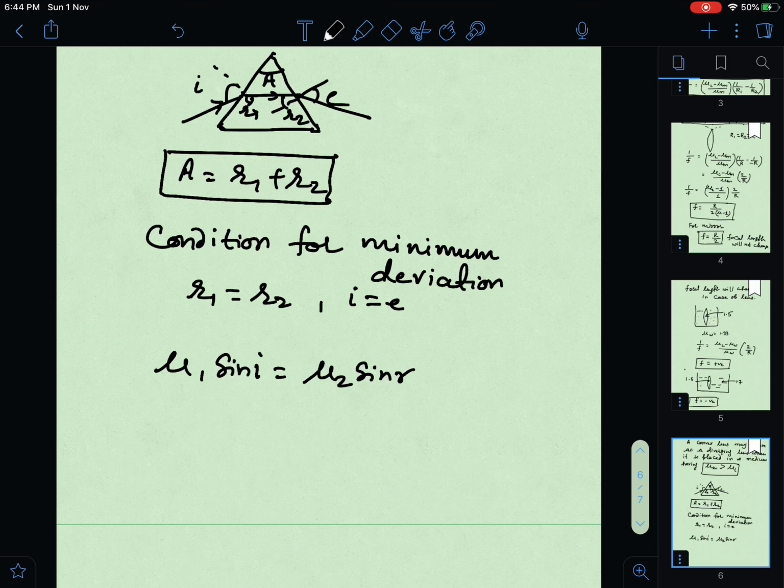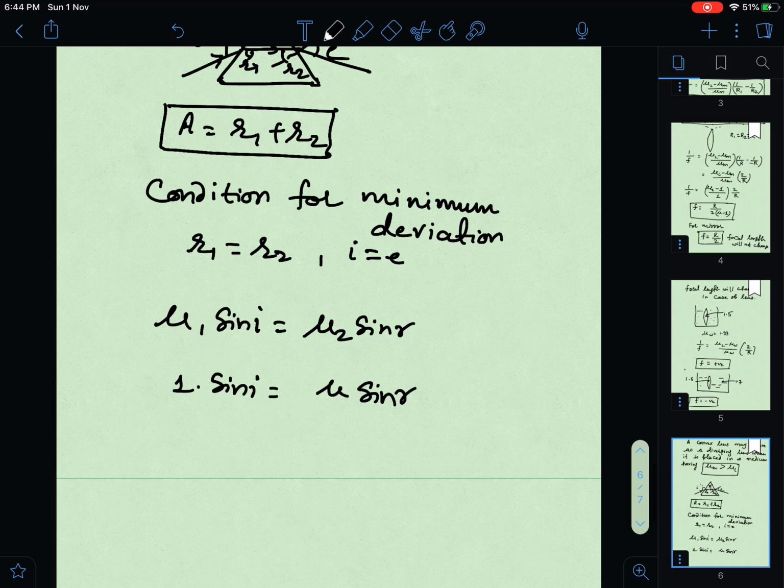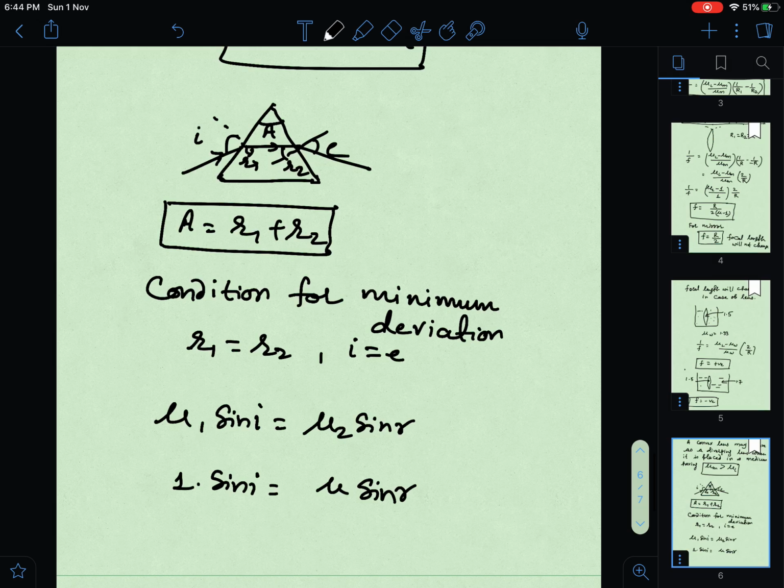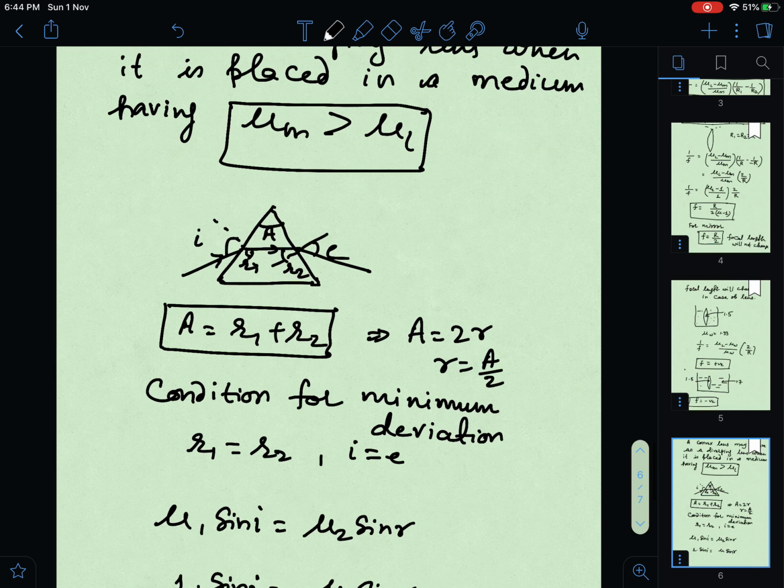So this mu1 is for air, which is 1, and sine of I is equal to mu2 of the prism, I have taken mu, sine of R. And you should know that this A can be written as twice of R, and R can be written as A by 2. In the case of minimum deviation, delta, which is the deviation, can be written as I plus E minus A.